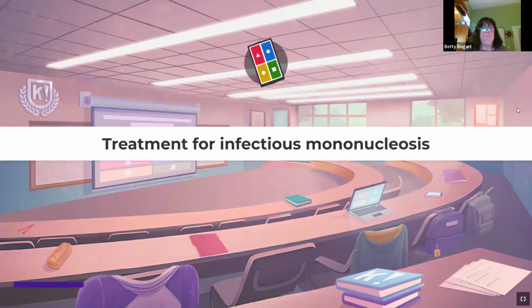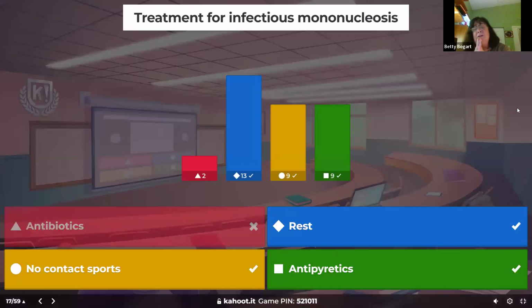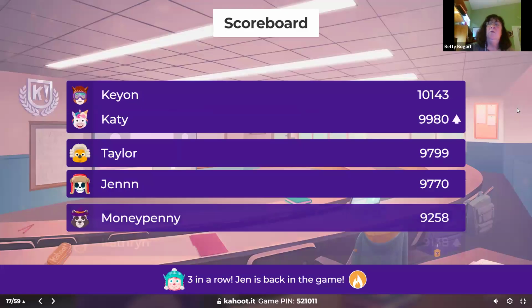Treatment for infectious mononucleosis. So remember, infectious mononucleosis is the Epstein-Barr virus. You don't need antibiotics, right? It's all symptomatic: Tylenol, Motrin, rest, and please protect that belly. No contact sports. You don't want a ruptured spleen.